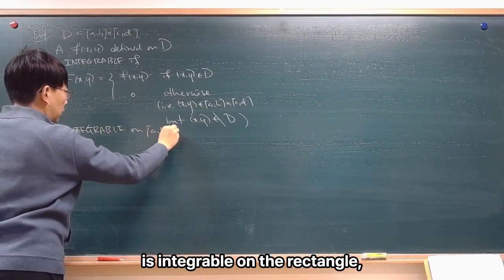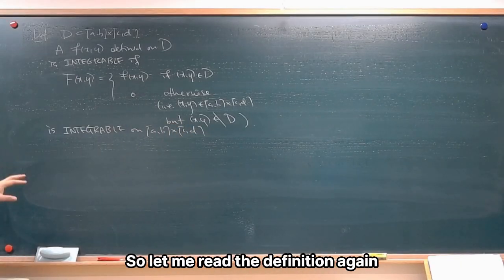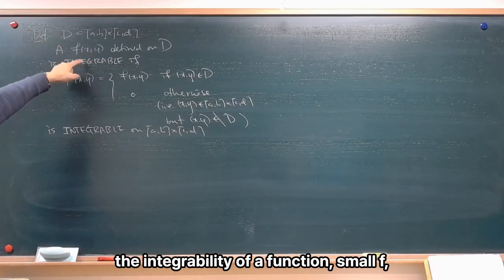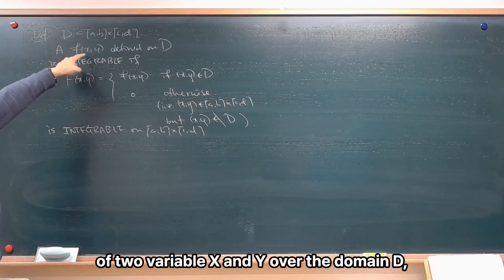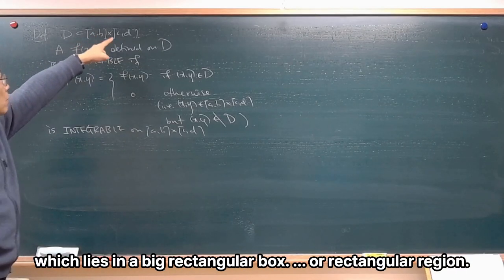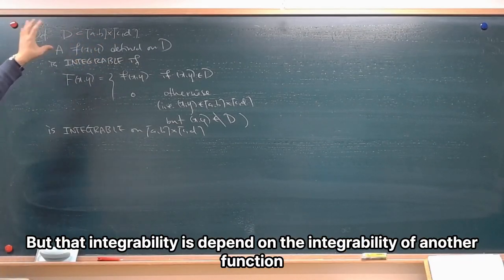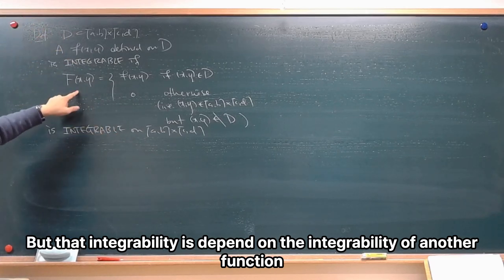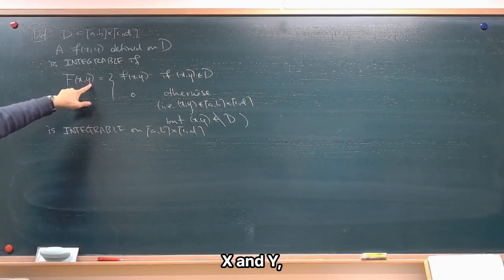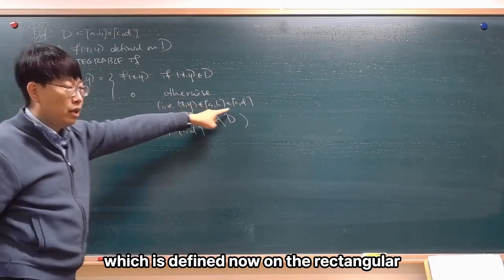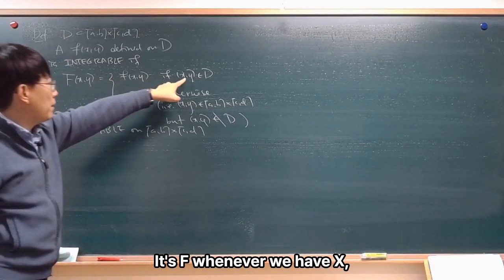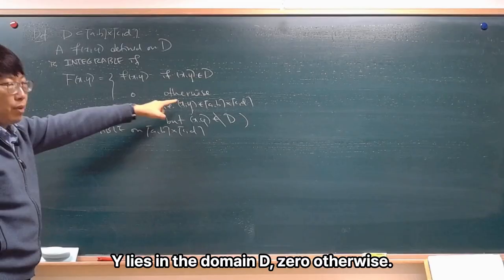on the rectangular region. Okay, so let me read the definition again because it might confuse some of us. We are talking about the integrability of a function, small f, of two variables x and y over the domain D, which lies in a big rectangular region. But that integrability depends on the integrability of another function called large F of two variables x and y, which is defined on the rectangular region, whose value is either f or 0. It's f whenever x y lies in the domain D, 0 otherwise.